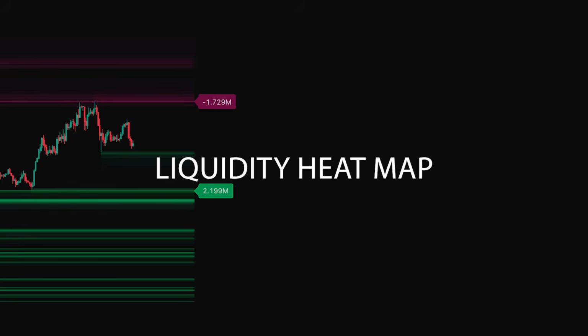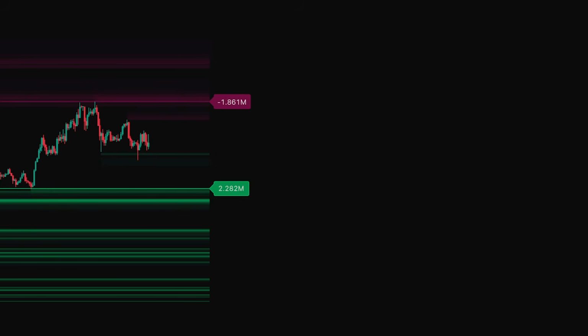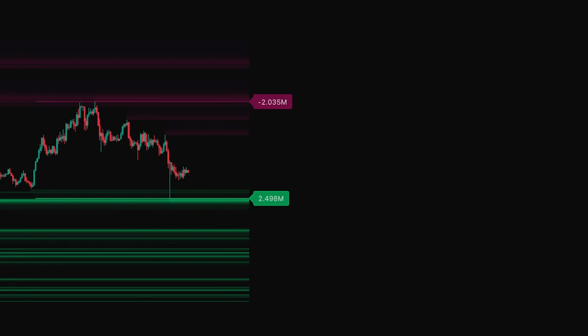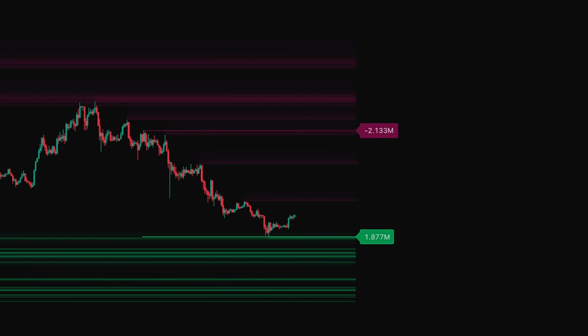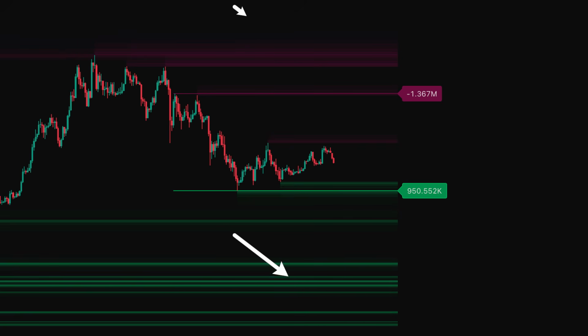Liquidity heat map turns the zones into a colorful heat map instead of plain lines/boxes to show intensity of potential liquidity. Hotter/brighter colors, higher chance of clustered stops/orders/liquidations in that area. Makes it visually easy to spot the juiciest zones where price might reverse or accelerate fast.